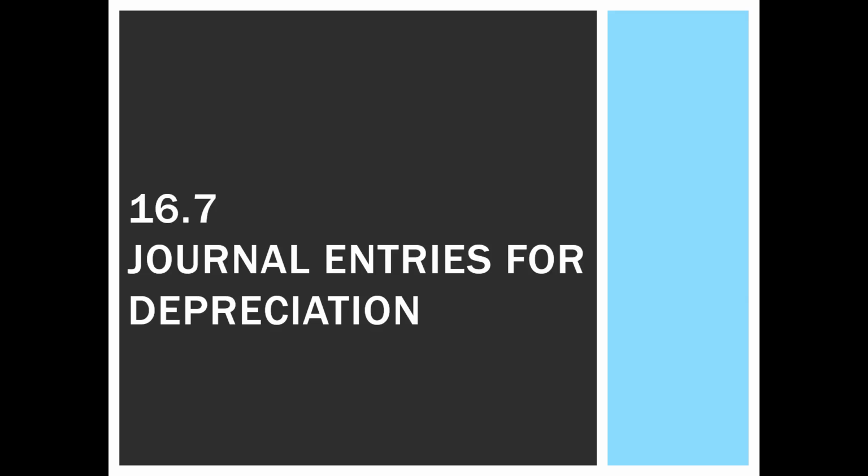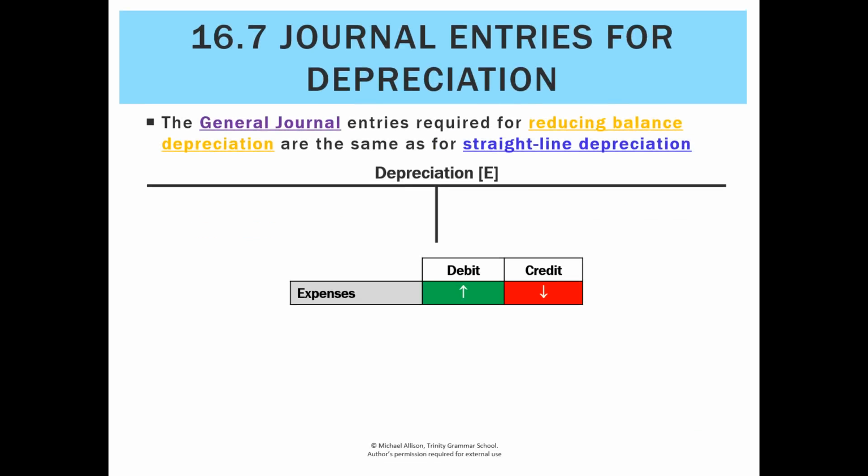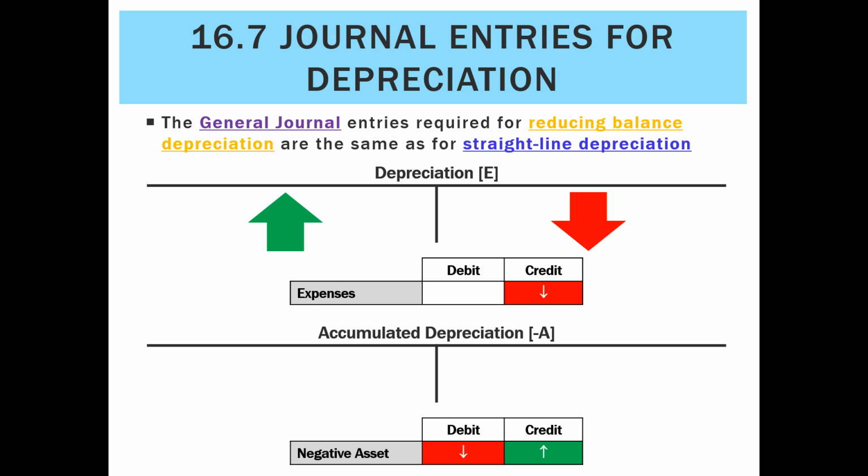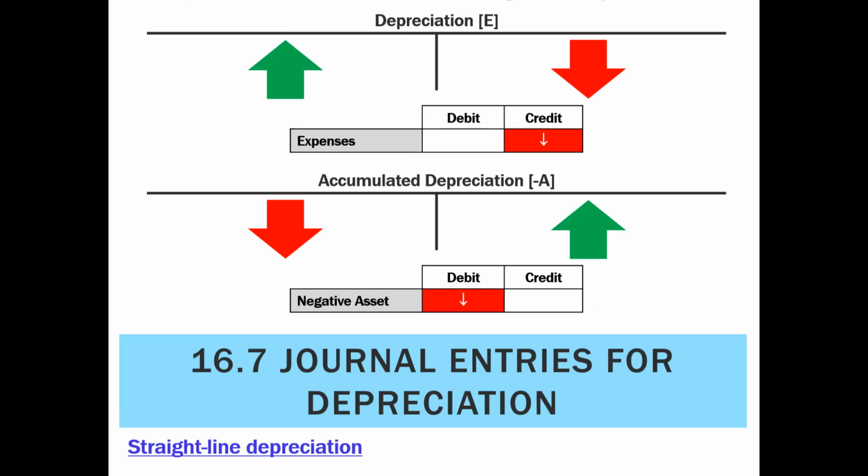So even though we've changed depreciation methods from straight line to reducing balance, the way we process it is exactly the same. So we're going to need a depreciation ledger, which is an expense. So it goes up on the debit side and then down on the credit side. And we're going to need an accumulated depreciation account, which is a negative asset. So it goes up on the credit side and down on the debit side.